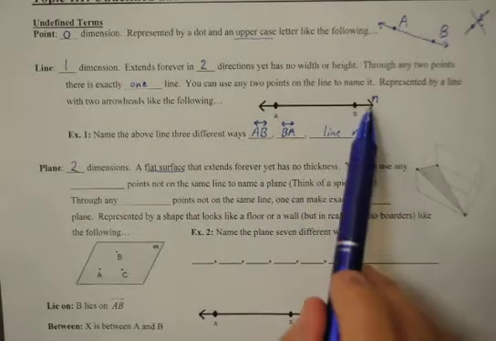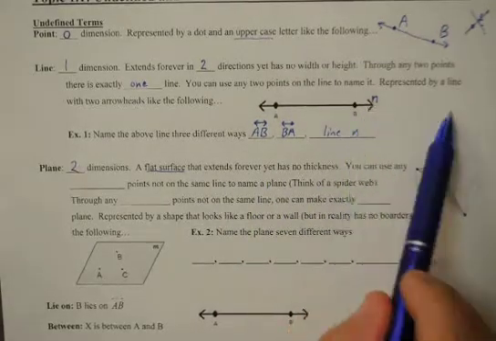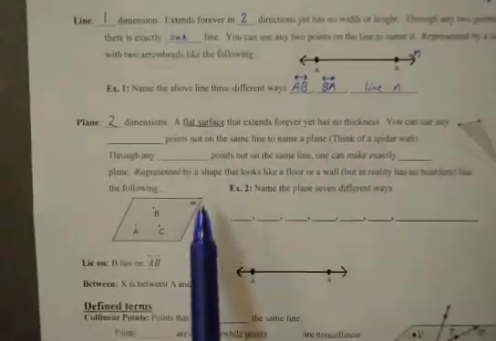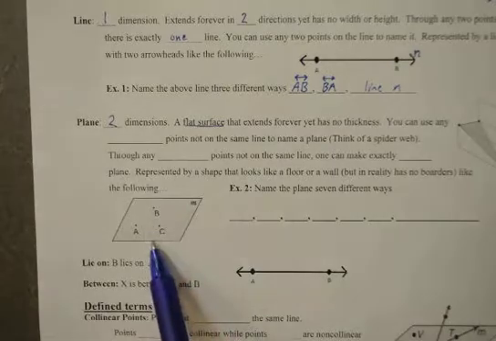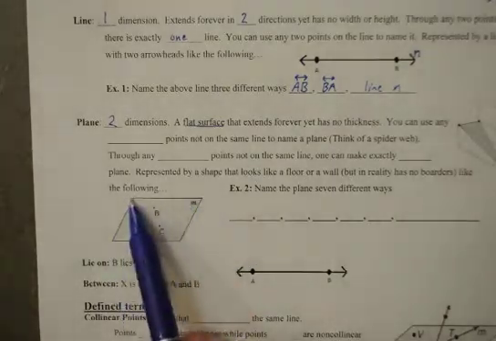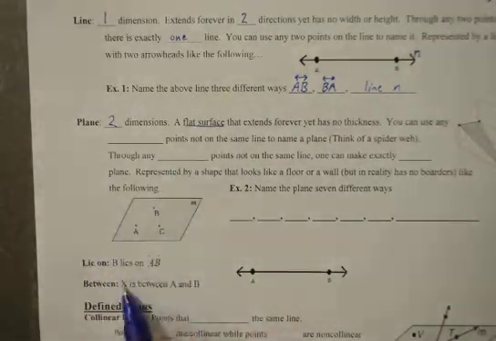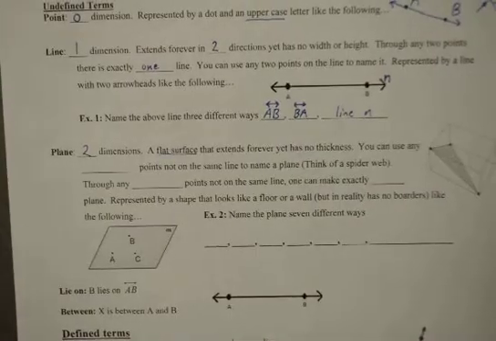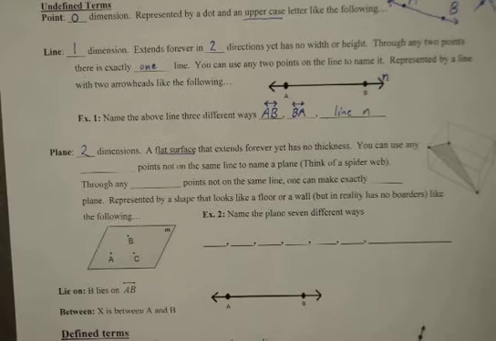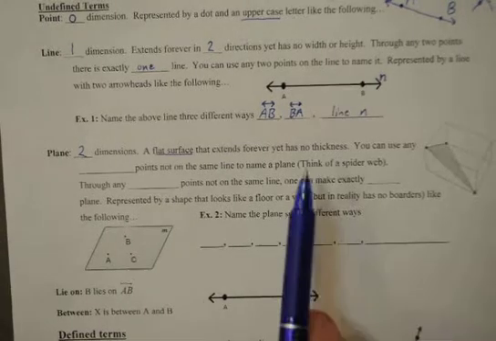So just like this line up here goes forever, the plane also goes forever. Okay? So even though we draw it with boundaries, this plane is going forever. So actually a plane does not exist. It only exists in our minds. We can only think of forever in our minds.